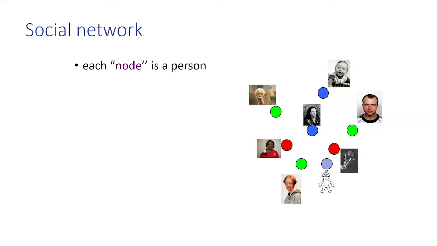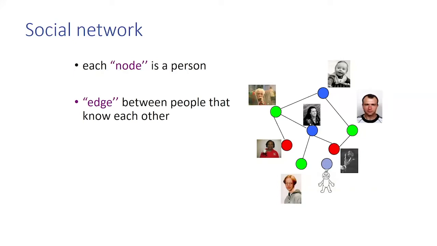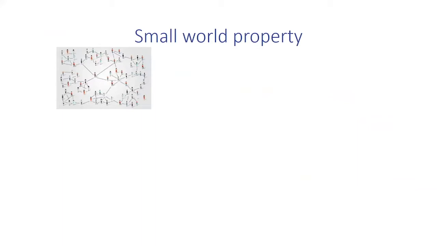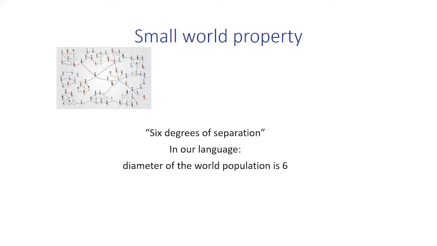That would be the social network of the whole world, where each node represents a person in the world and you put an edge between people that actually know each other. There's the famous small world property, often referred to as 6 degrees of separation, which in our language of computer science says that the diameter of this graph on the whole world is 6. It means I know a friend who knows a friend who knows a friend, and I can get to anybody in 6 steps.